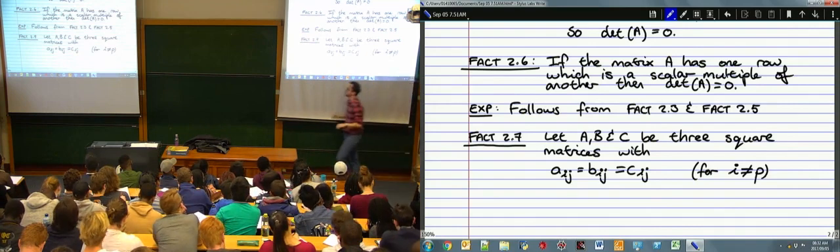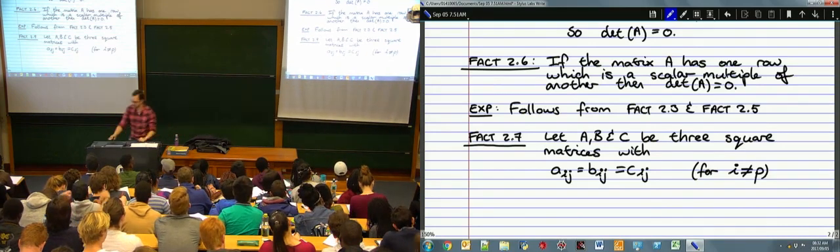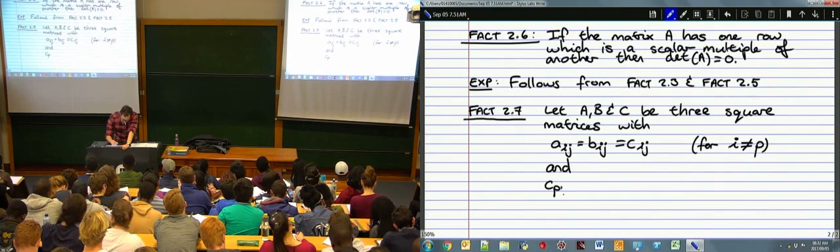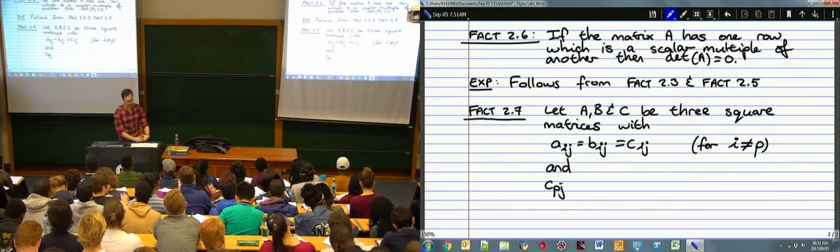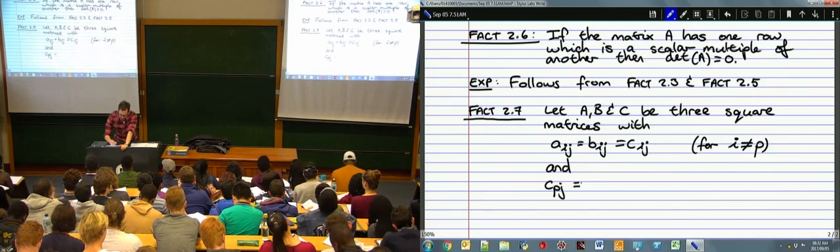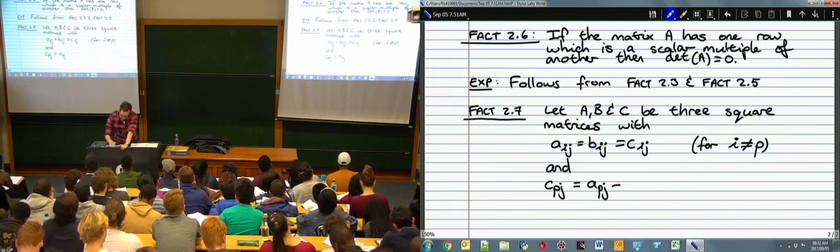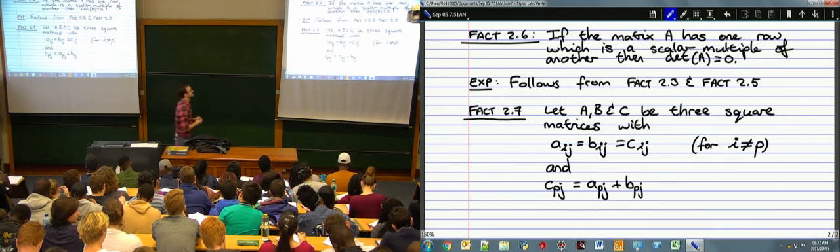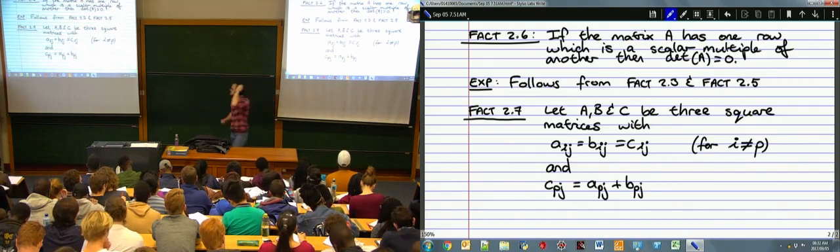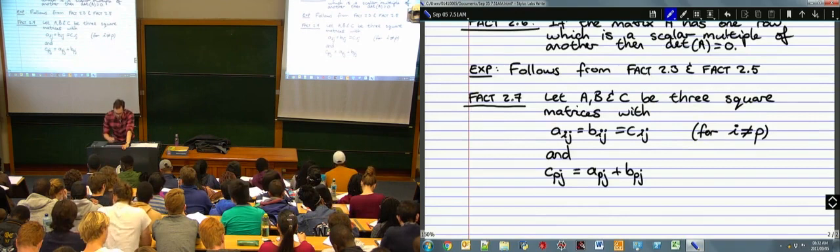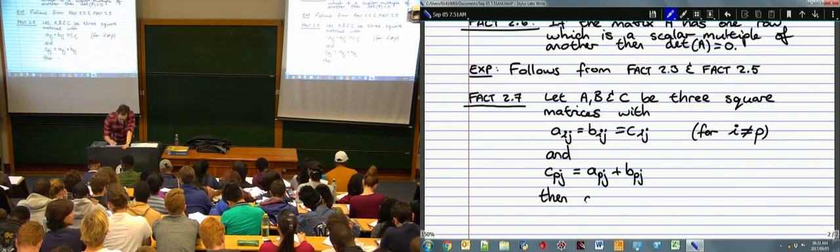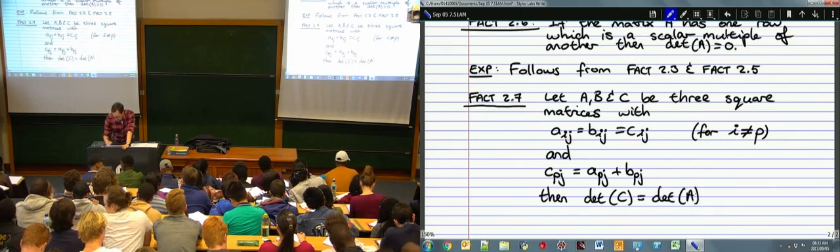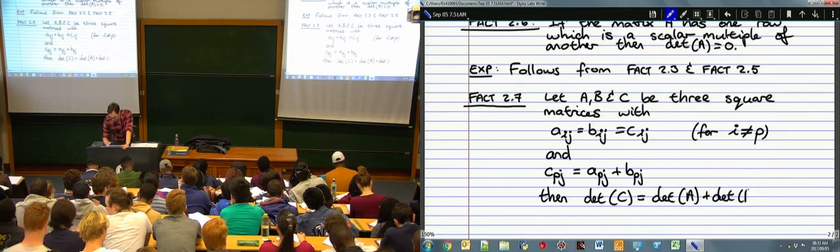And in row P, CPJ, the entry in matrix C in row P in column J, is just APJ plus BPJ. All right? CPJ is equal to APJ plus BPJ. Then the determinant of C is the determinant of A plus the determinant of B.